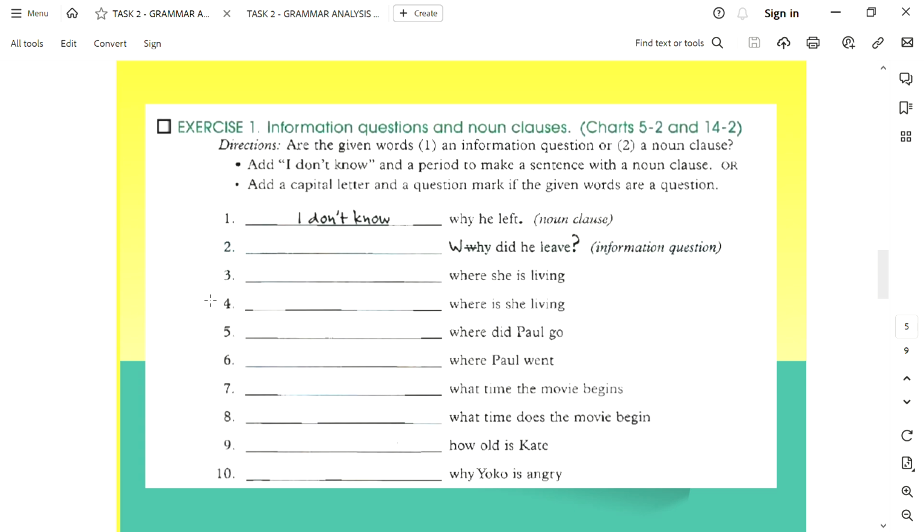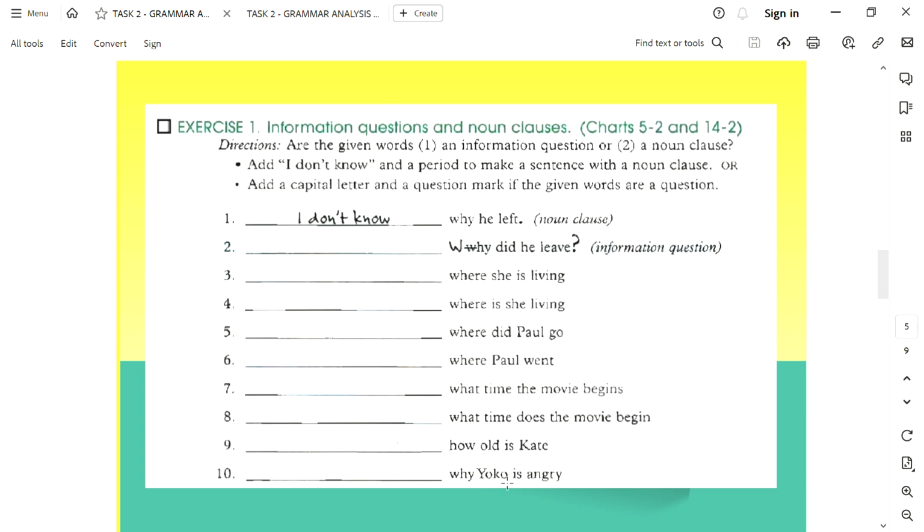And for example, number 3, I know where she is living. Now, I know where is she living is the information question here, because the structure is for the question form. And number 5, where did Paul go? It's the information question, and for the noun clause it is I know where Paul went.